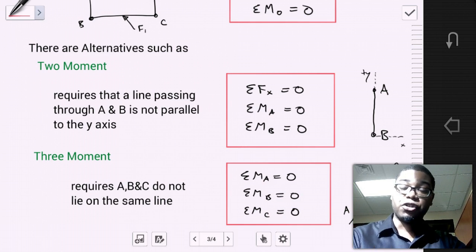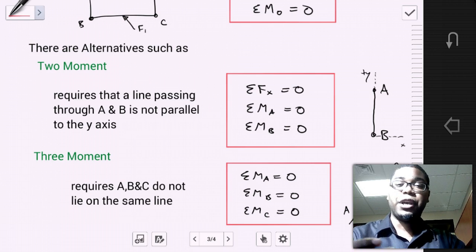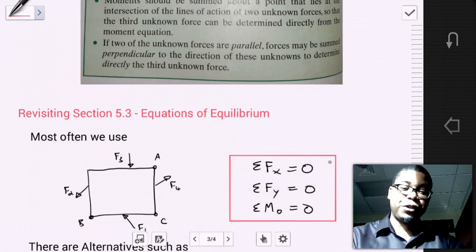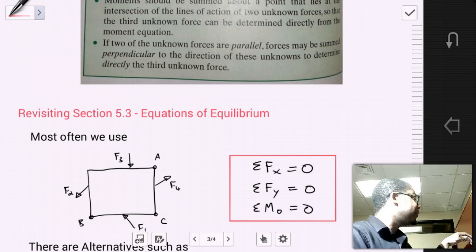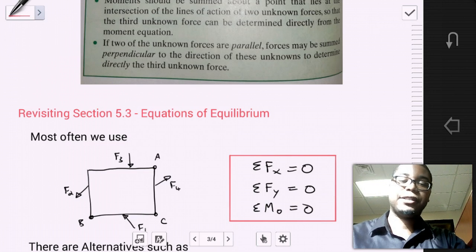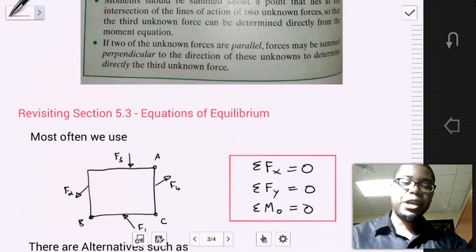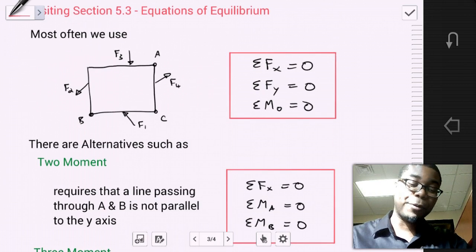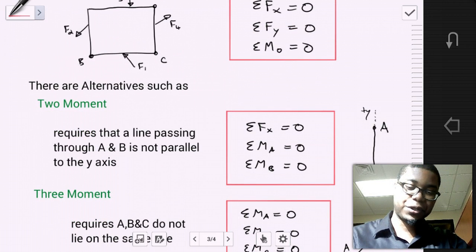So these are some alternative sets of equations of equilibrium which can be used to solve some of these method of sections problems. In general, you can use any of these three sets of equations in order to solve method of sections problems. Typically, you're going to use the classic set of equations. However, sometimes it will be advantageous for you to use the two-moment or the three-moment sets of equations. And it will be up to your discretion on whether to use those alternative sets or not.